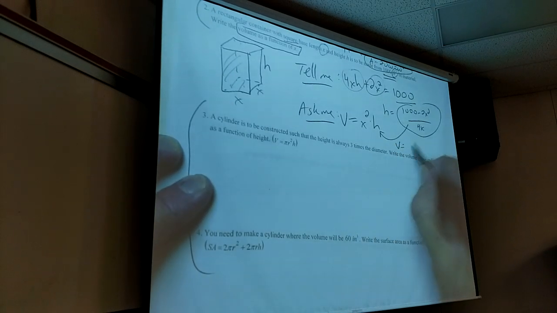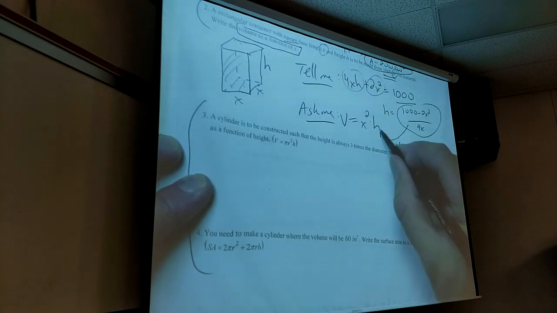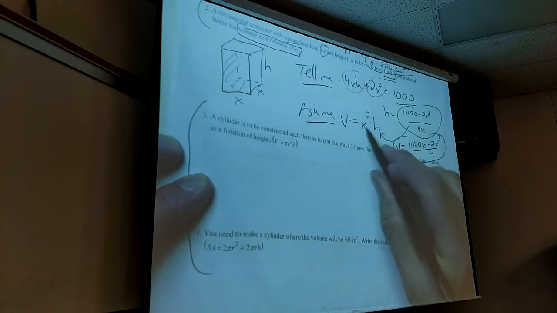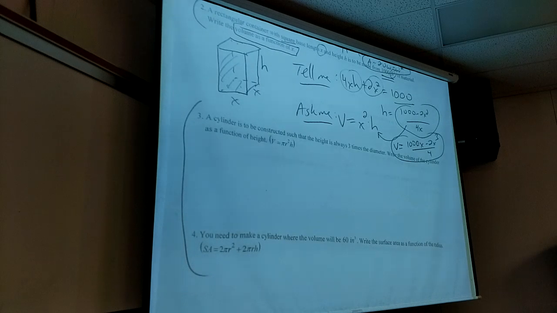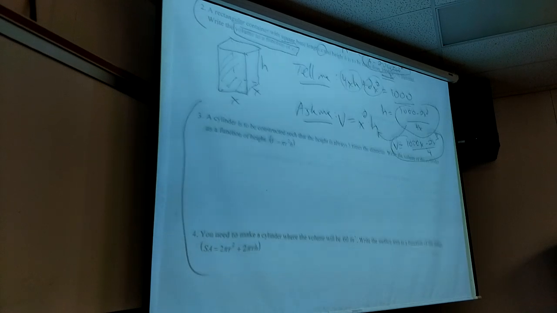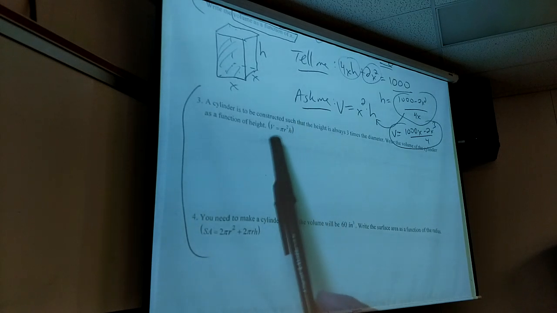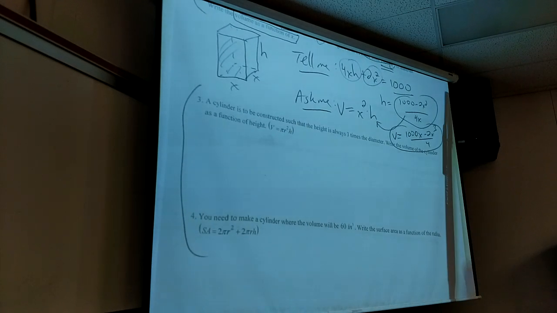Let me just make this all official. If I plug this H in, do you see how one of the X's cancels? Is that cool? So then this will be 1,000 x minus 2x cubed over 4, because that x cancels with one of those x's. So try to do 3 and 4. And really nice, I gave you the volume formula for the cylinder.